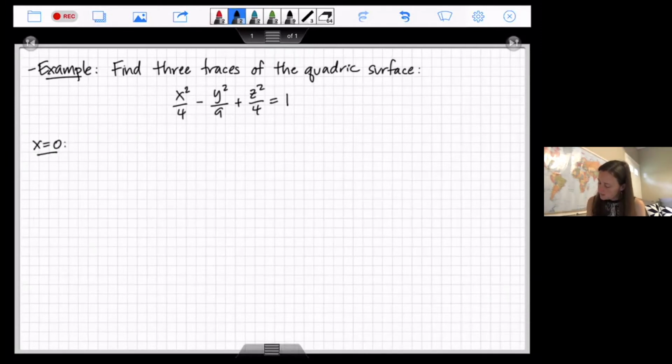So let's plug in x equals 0. When I plug in x equals 0, the x term disappears, and I'm just left with negative y squared over 9 plus z squared over 4 equals 1. All right, so that almost looks like the equation of an ellipse, but one of them is a negative term. And remember, that's what gave us the graph of a hyperbola. So this is a hyperbola. We only have y and z variables, so it's in the yz plane.